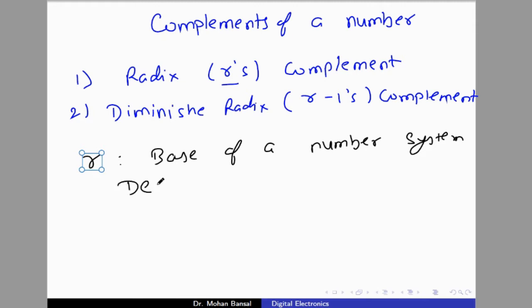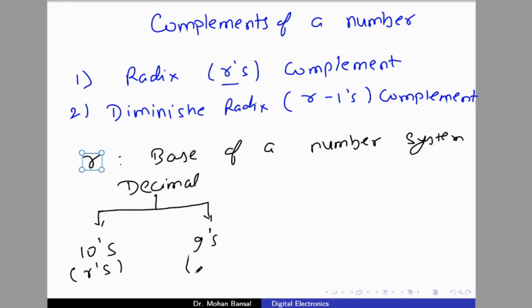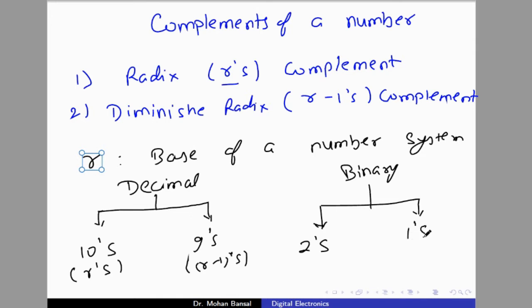If you have a decimal number, we'll talk about the tens complement and nines complement. Tens is the R's complement because R is 10, and nines is the R minus 1's complement because R minus 1 is 9 here. Similarly, in the binary number system, we'll talk about the 2's complement and 1's complement: 2's as the R's complement, and 1's as the R minus 1's complement.